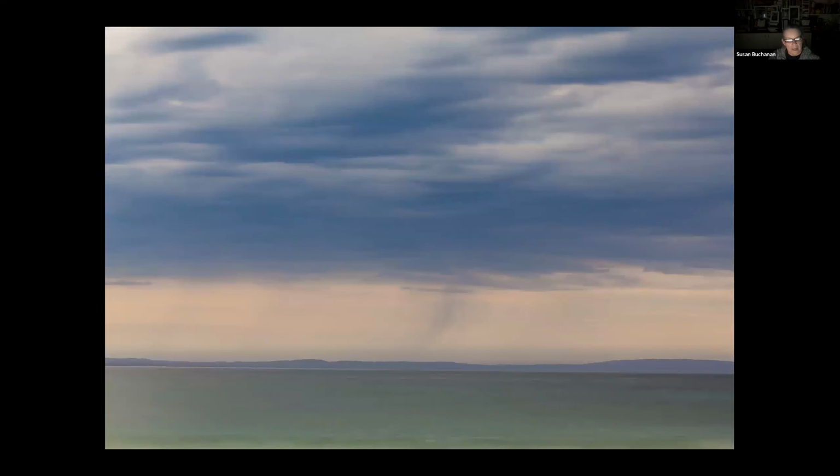So this one, again, a long exposure, just to silken the water and just allow the eye to go to the falling rain in the background.